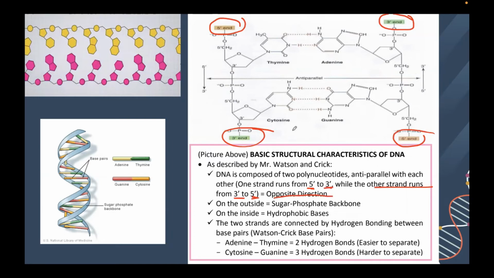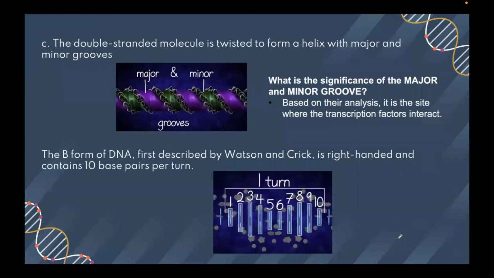Okay? On the outside, the sugar phosphate backbone. Nandun siya sa may outside, di ba? Yung sugar tsaka yung phosphate natin. And then yung inyong mga hydrophobic bases, nandun sila sa loob, sa inner part of your DNA. Yung mga hydrophobic part ninyo, which are your nitrogenous bases, nandun sa loob ng inyong DNA. The two strands are connected by hydrogen bonding between base pairs of Watson-Crick base pairs. Your adenine and thymine have 2 hydrogen bonds which are easier to separate, and then your cytosine and guanine have 3 hydrogen bonds that are harder to separate.